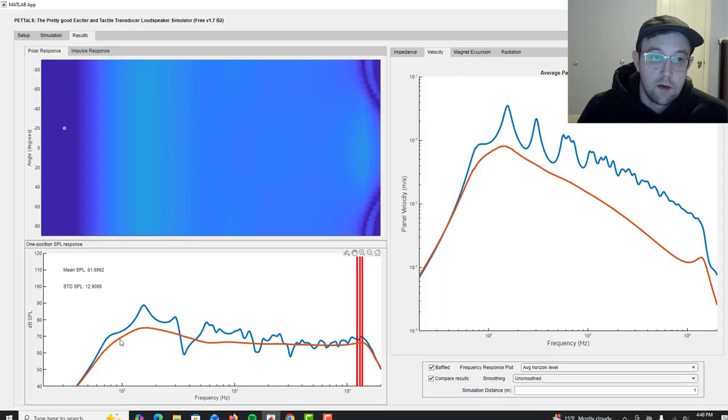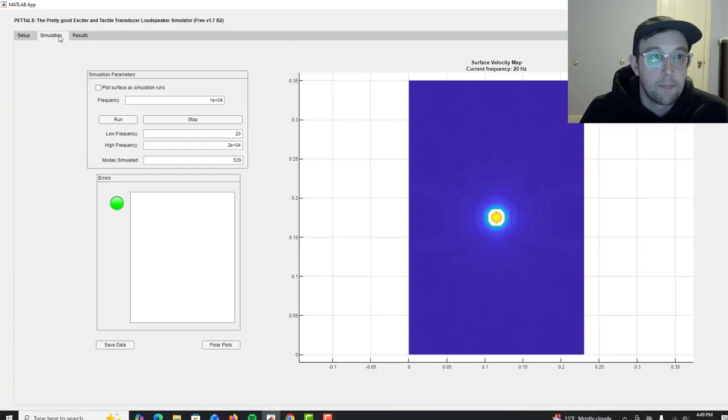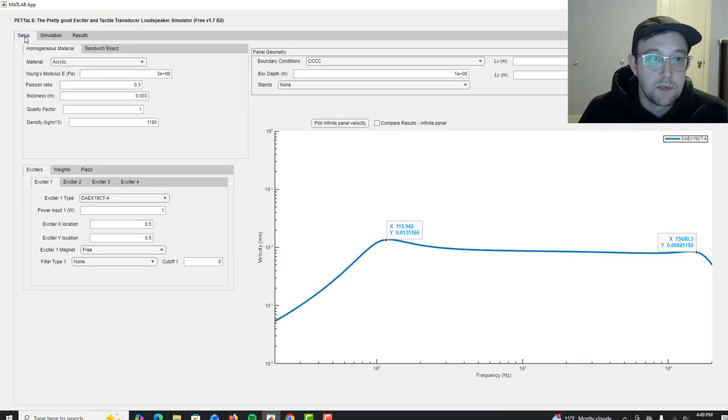There we go. Wow, look at that. Perfectly flat response. If only such a thing actually existed. Perfectly omnidirectional, perfectly flat. My goodness. If only. It doesn't really have any modes anymore, so it isn't really a modal loudspeaker anymore.